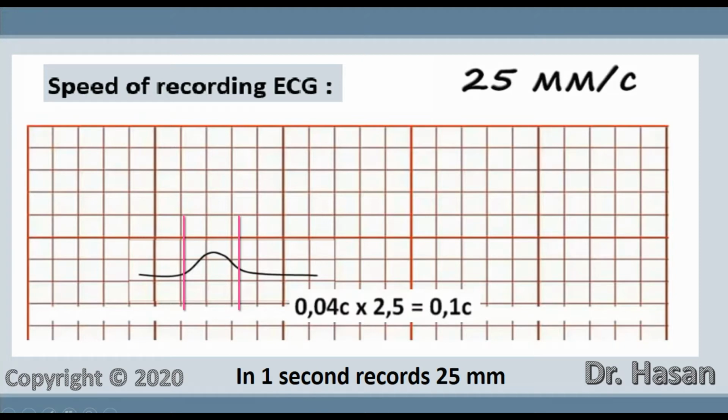You can also calculate it another way. 2.5 cells, this is half of a large cell. Accordingly, you can divide the duration of a large cell by 2. At the speed of 25 millimeters per second, the duration of a large cell, like we said, is 0.2 seconds. This means that 0.2 seconds is divided by 2. It is equal to 0.1 second. Then the duration of the P wave is 0.1 second.